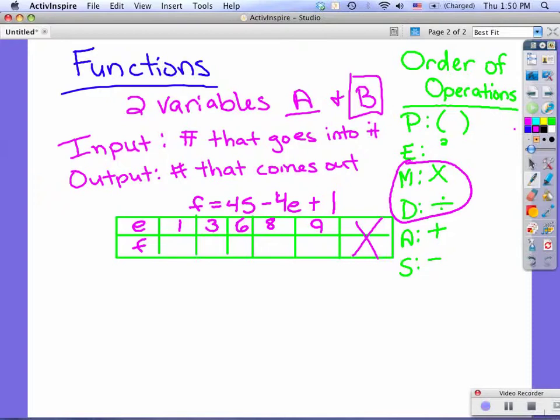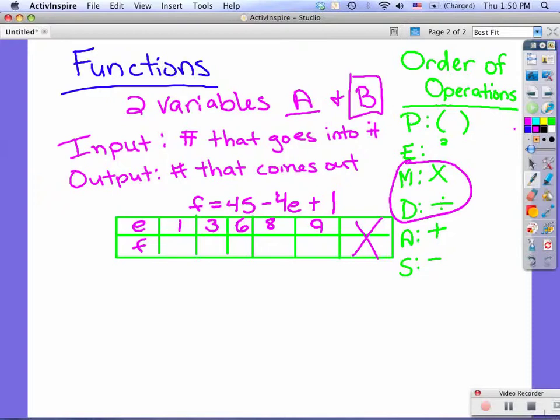When you multiply and divide, you do whatever comes first in the problem. Okay? When you add and subtract, it's whatever comes first. But if you have multiplication and division first, you'll always do that before you add or subtract. So what's the first step that I will need to do on the problem? I have 45 minus 4e. What's it mean when a number is right next to a variable? You multiply it. So 45 minus 4e plus 1.